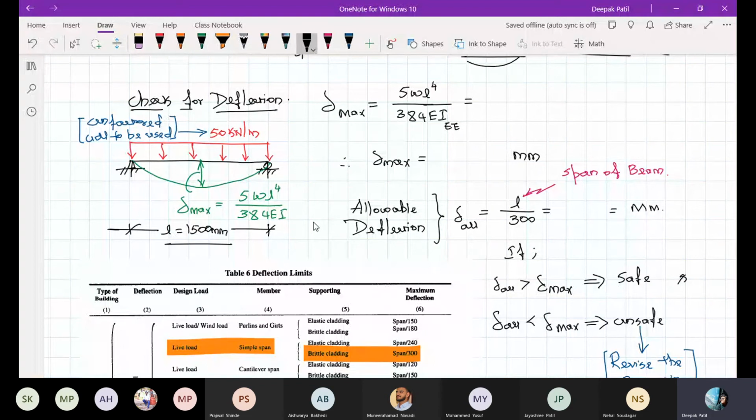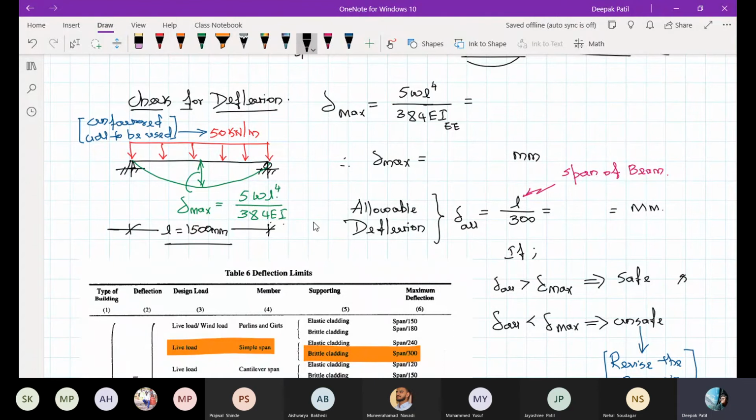And we know that the maximum deflection for a simply supported beam carrying UDL throughout is given by 5WL raised to 4 by 384 EI, where W is the load, L is the span, E is the Young's modulus, and I is the moment of inertia about the major axis. So I can just calculate delta max equals 5WL raised to 4 by 384 EI.